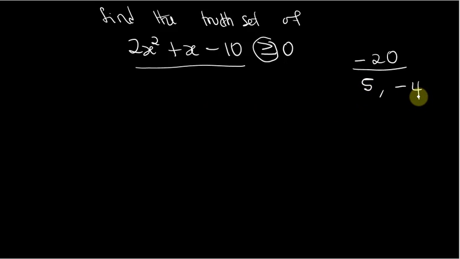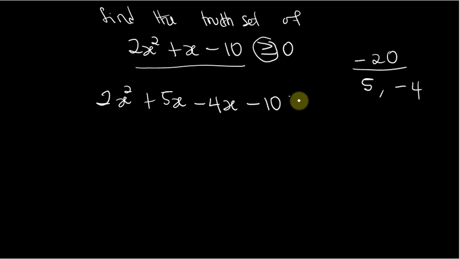So 5 times negative 4 is going to give us negative 20. 5 plus negative 4 is going to give us positive 1. So we are going to use the two numbers. Therefore, we are going to have 2x squared plus 5x minus 4x. Then we bring the last term, so minus 10 is greater than or equal to 0.